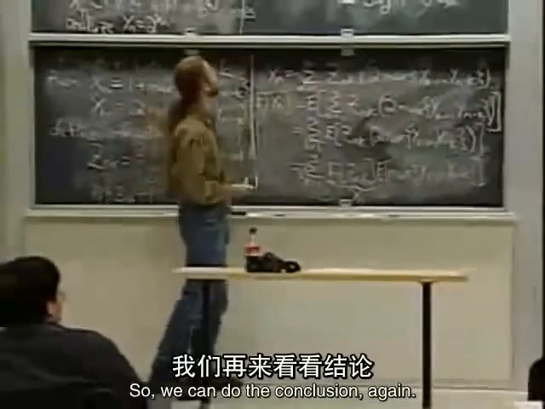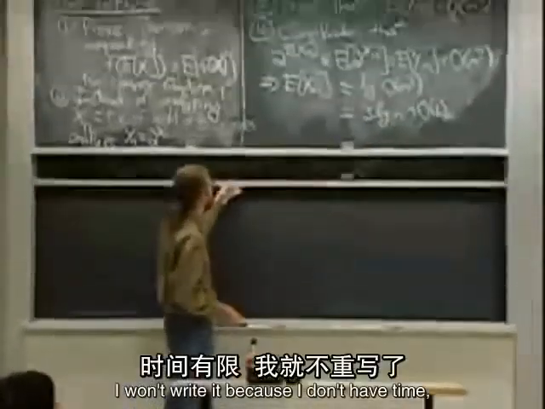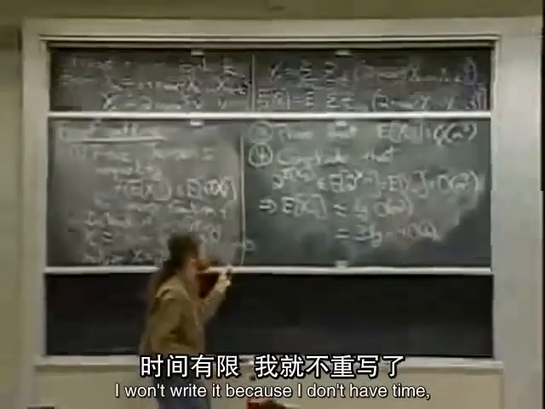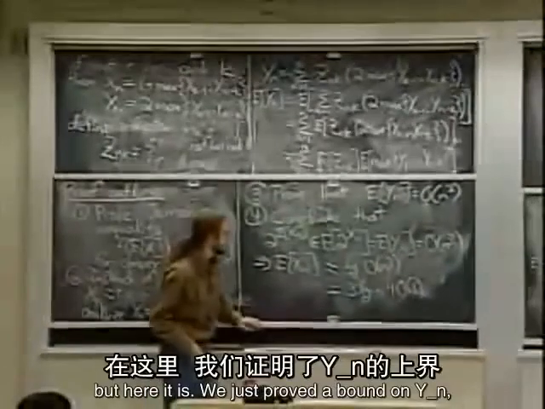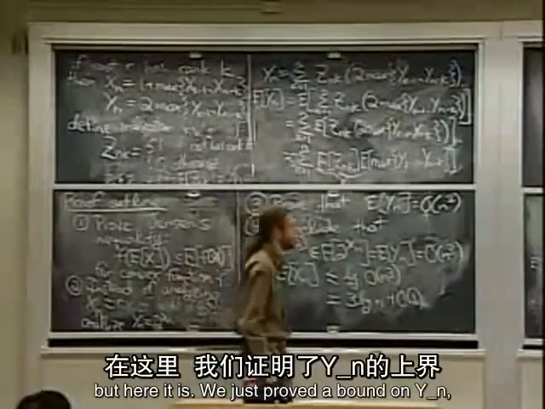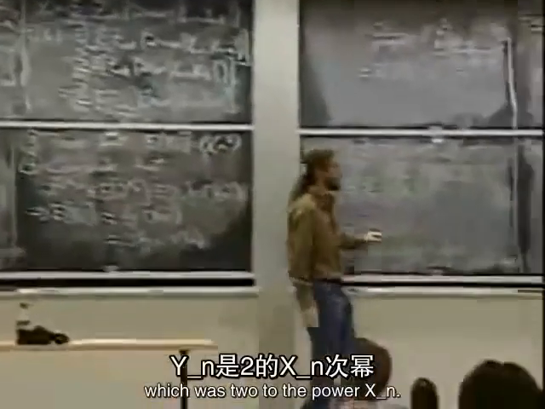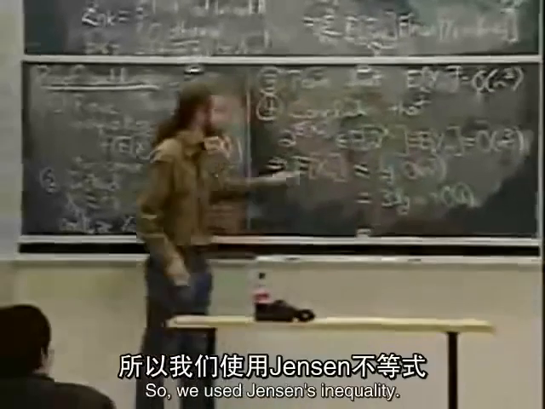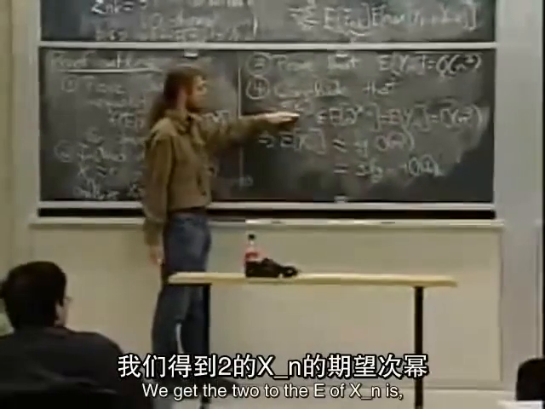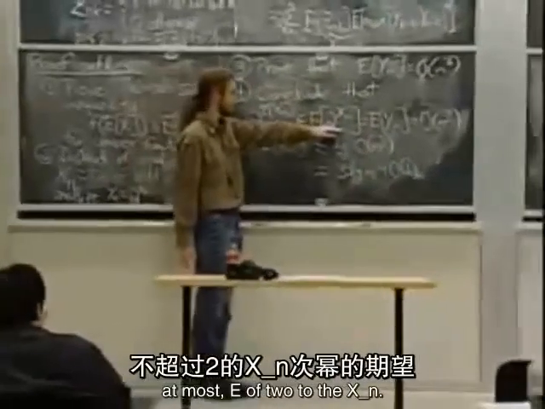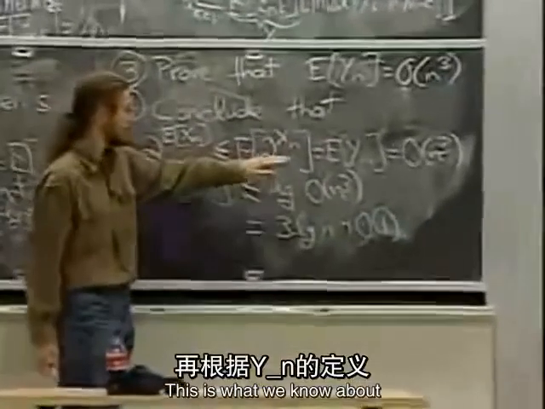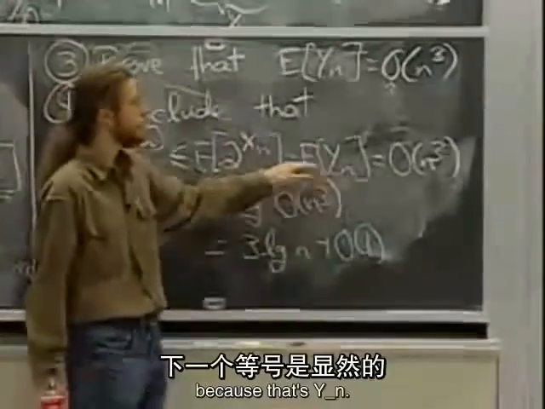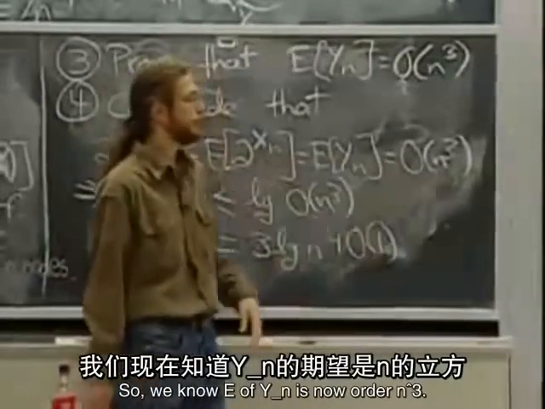So we can do the conclusion again. I won't write it because I don't have time, but here it is. We just proved a bound on yn, which was 2 to the power xn. What we cared about was xn. So we use Jensen's inequality. We get that 2 to the e of xn is at most e of 2 to the xn. This is what we know about, because that's yn. So we know e of yn is now order n cubed.